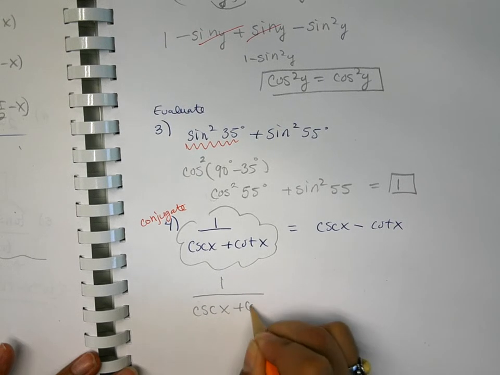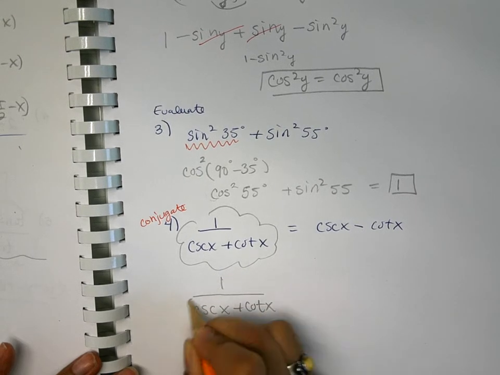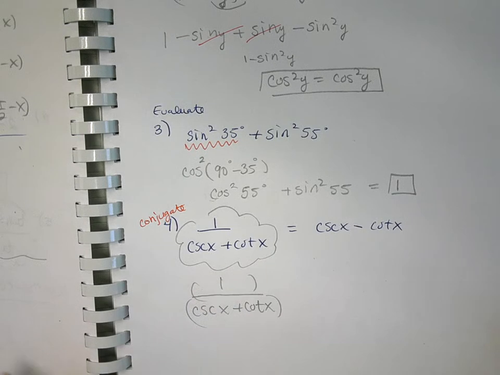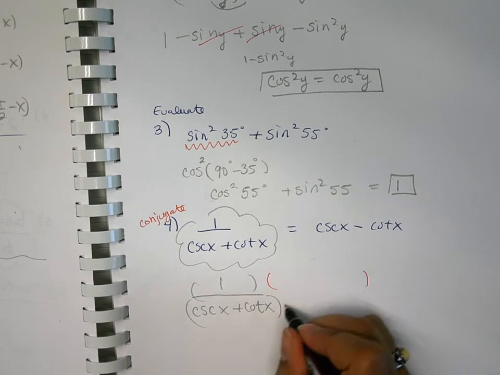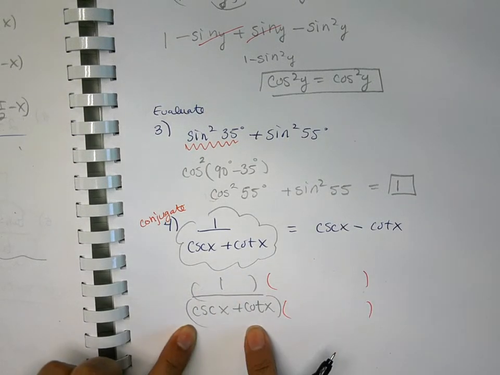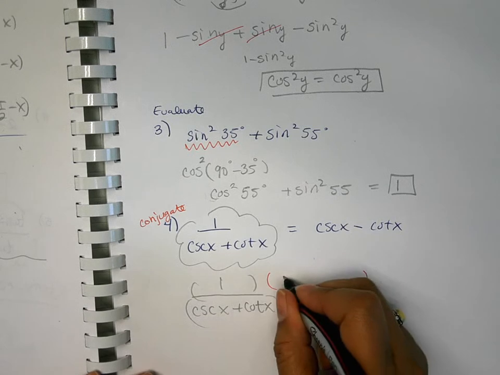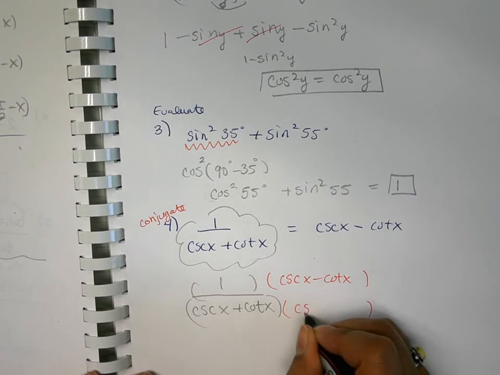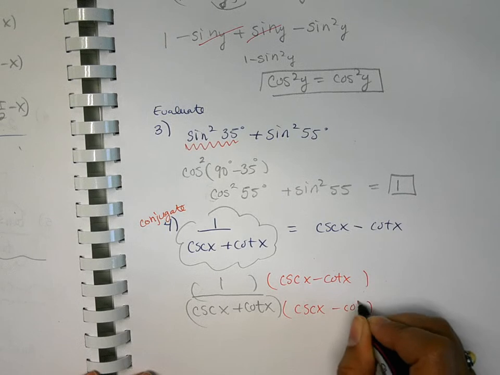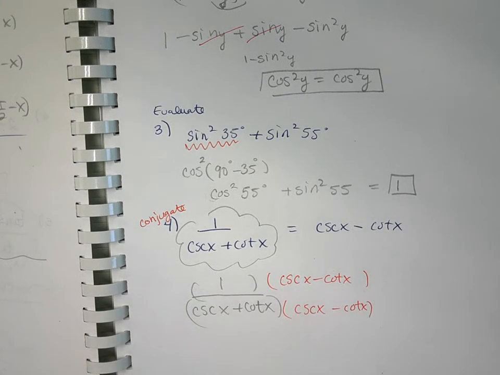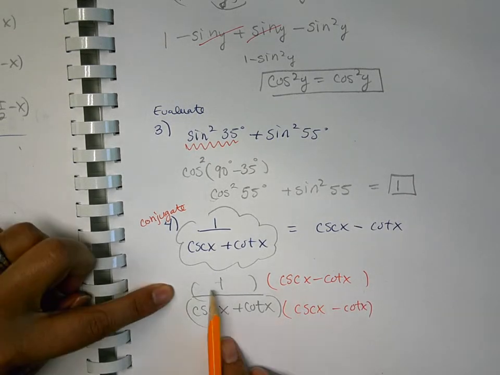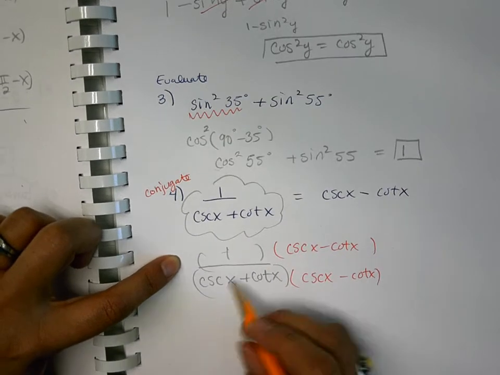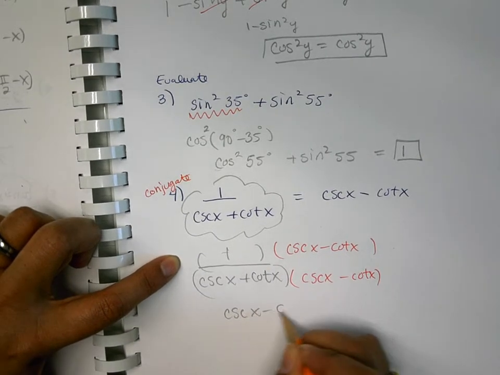You take it and you multiply top and bottom by the conjugate. You learned conjugate last year. The conjugate of cosecant x plus cotangent x is the minus, cosecant x minus cotangent x. And I know the bell's going to ring on me, so I'm going to try to rush. What's nice about the numerator is it just stays. Do you agree? Cosecant x minus cotangent x.